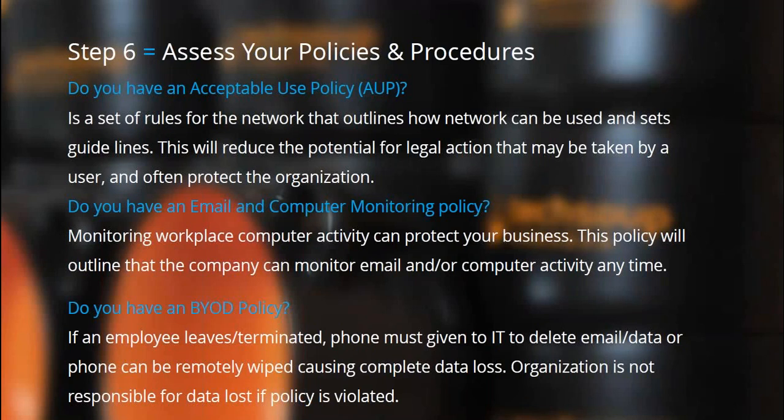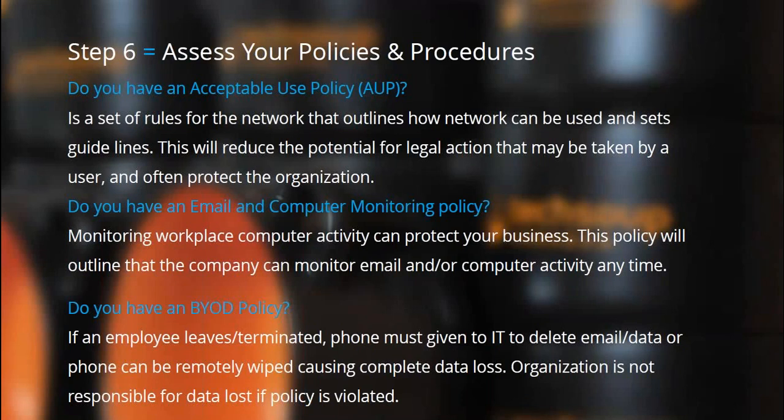Very big, very huge risk, a big moving target, especially if you have a lot of volunteers coming in with their own gear and trying to access email or company files and all that. It is very important that you have a BYOD policy. There are a lot of ways that data is getting moved around, including smartphones. So some of the policies we have seen say that if someone is terminated or leaves the organization, the phone must be handed over to the IT person to remove any apps or data that belongs to the company. If not, remotely, the phones can be wiped, causing complete data loss.